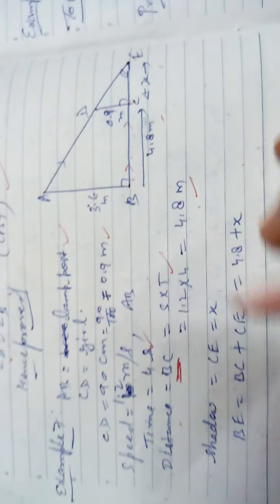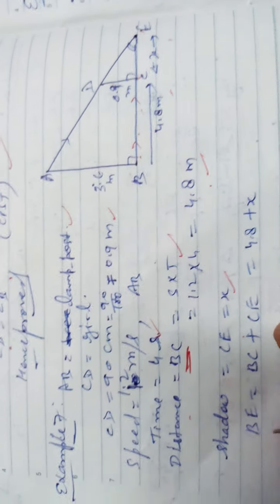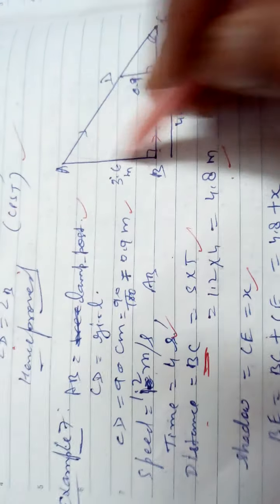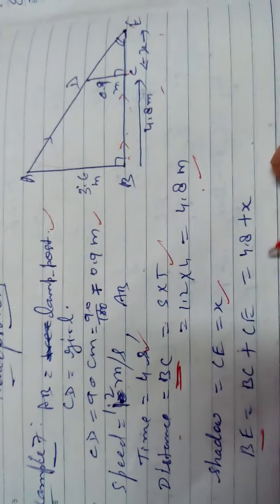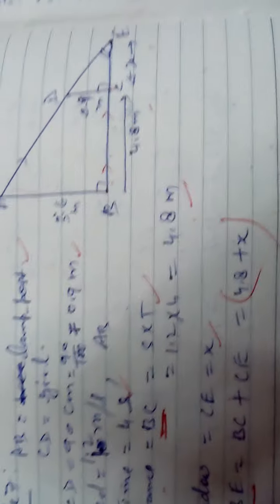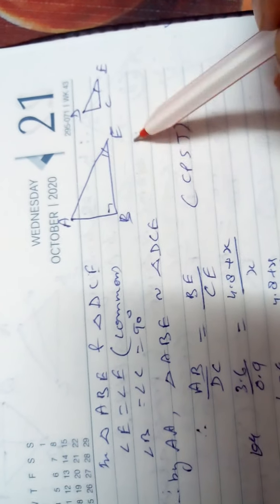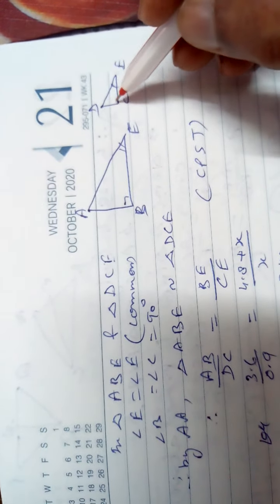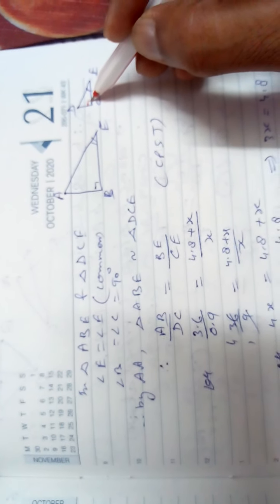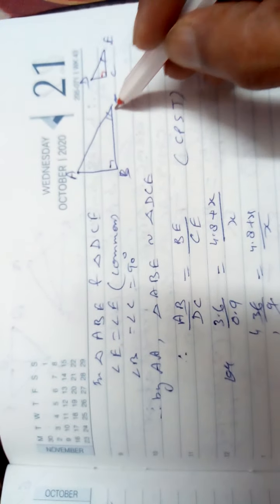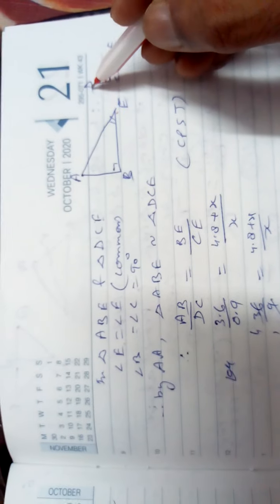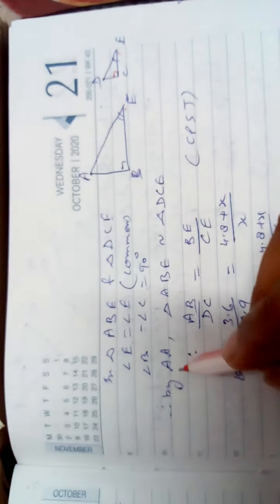This is the shadow formed on the ground, X. So the shadow is X. Then in the full right triangle, BE is 4.8 plus X. Now you have AB, BE and CD. Take both triangles similar like this. By double A similarity, both are similar. Angle B equals angle C, 90 degrees, because everything standing on the ground makes 90 degrees. Angle E is common in both, so triangle ABE is similar to DCE by double A.